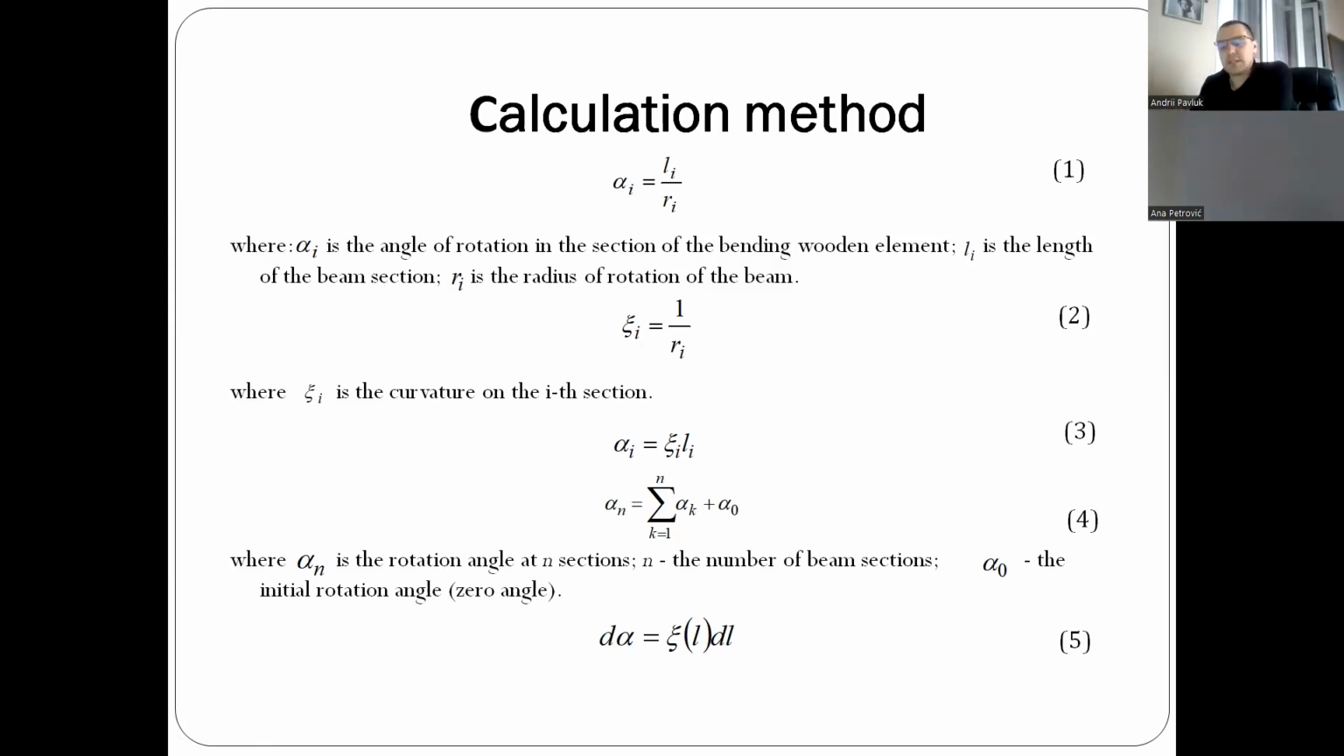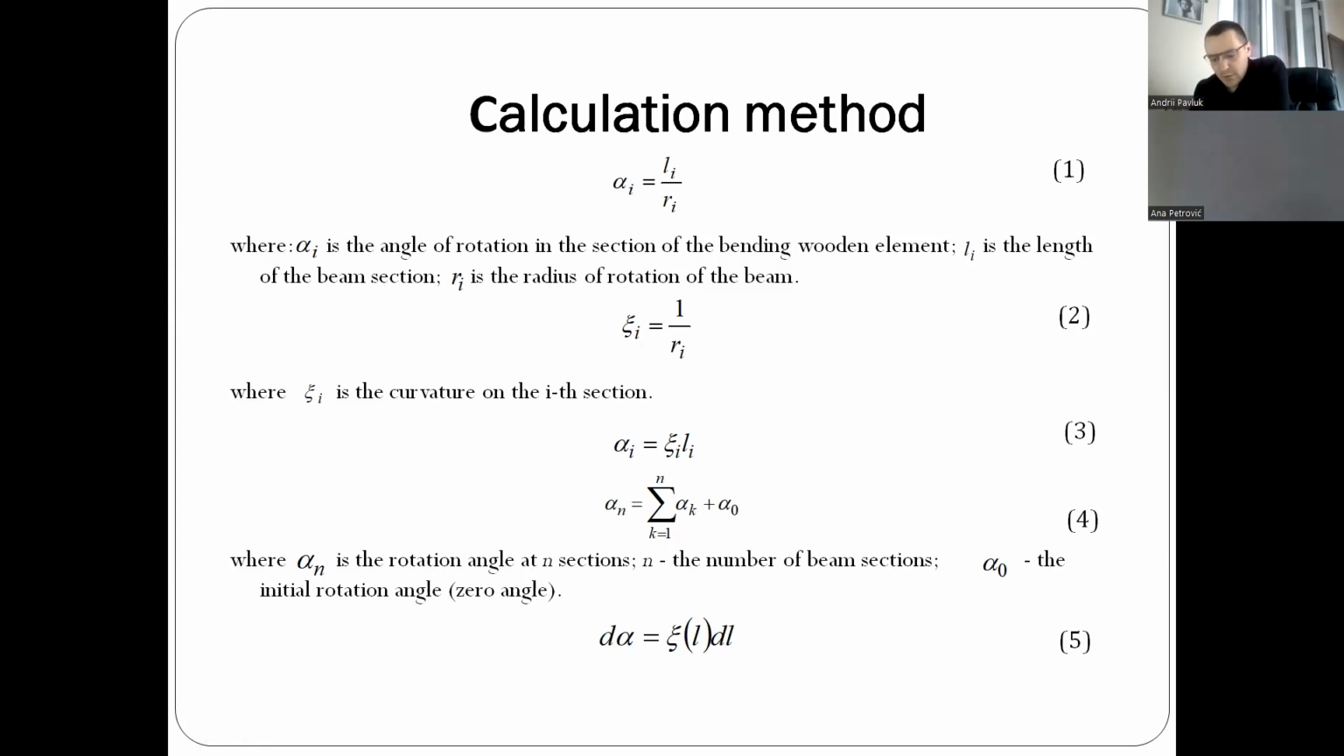It is known that the curvature for such a section of wooden beam is the inverse of the radius, namely C, formula number 2. The rotation angle of the end section, starting from the beam center, can be determined by formula number 4, where alpha n is the rotation angle at the end section, n is the number of the beam section, and alpha 0 is the initial rotation angle, the zero angle.